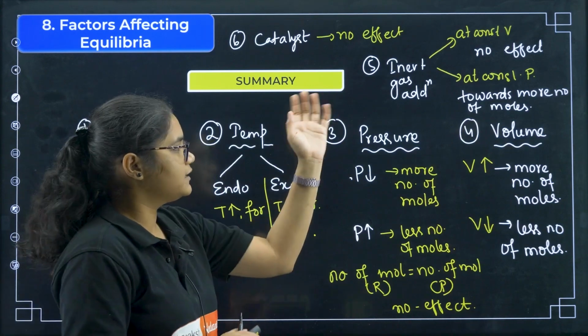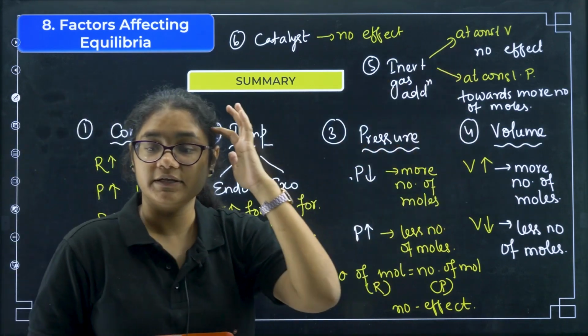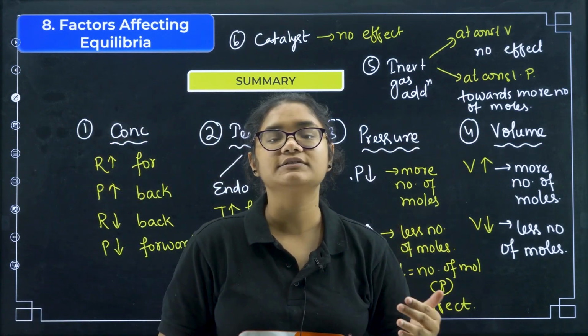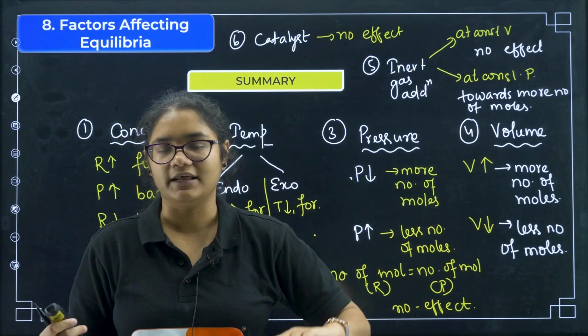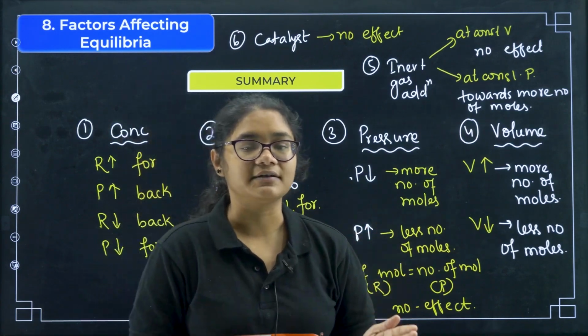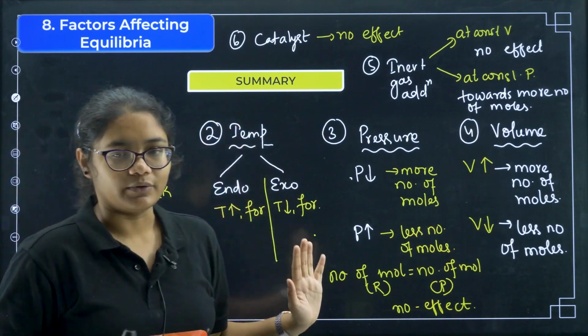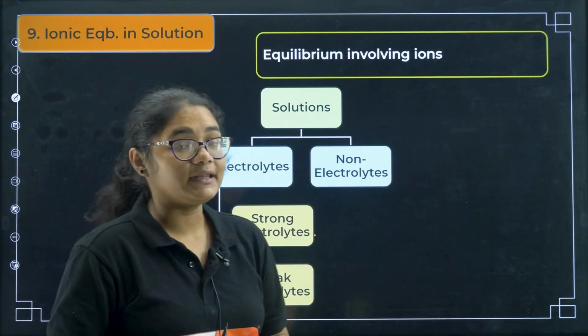Next, inert gas addition: at constant volume, no effect; at constant pressure, towards more number of moles. Volume increases, pressure decreases, the reaction tries to increase the pressure, and that is why it will go towards more number of moles. Catalyst, no effect. Okay, fine. Now we'll go towards ionic equilibrium.